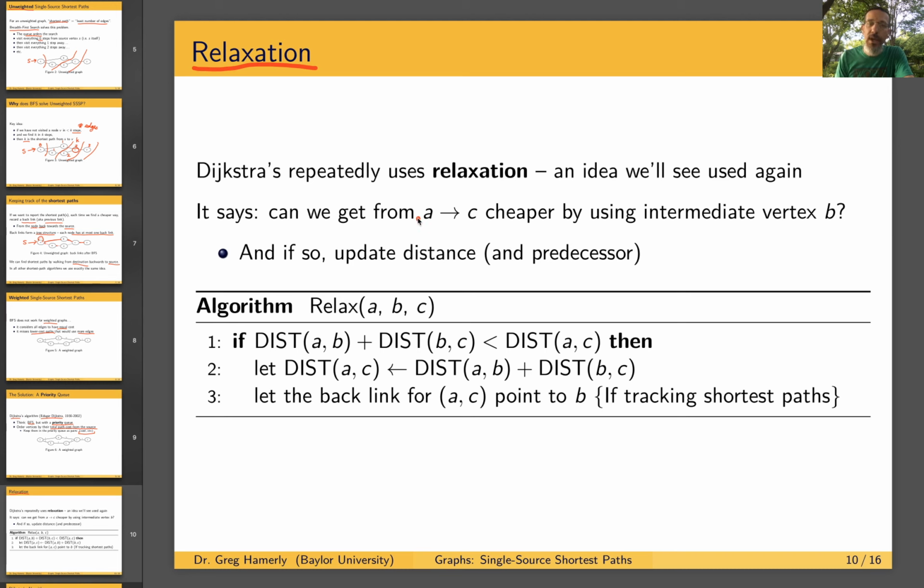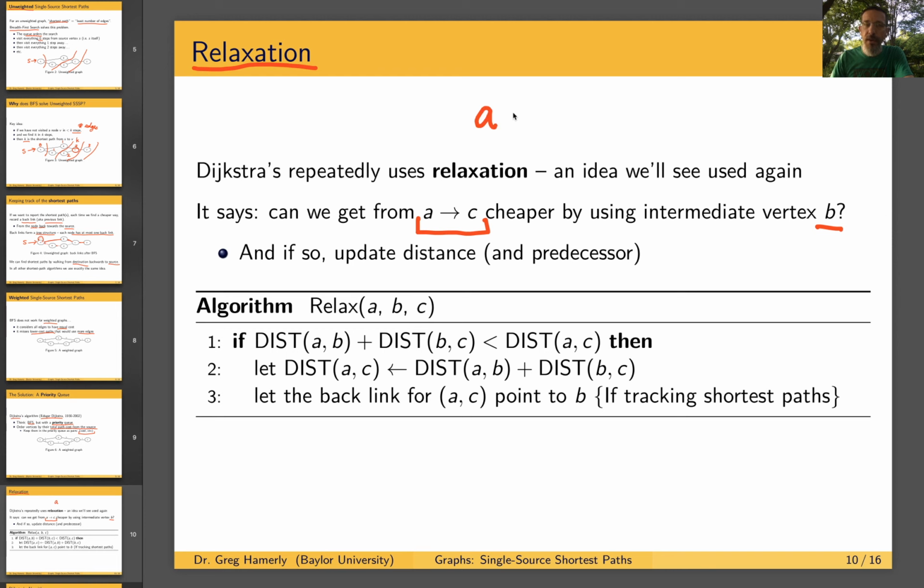It asks the question, can I get from vertex A to vertex C more cheaply, with less cost, by using some intermediate vertex B? And if so, update that distance from A to C, and the predecessor of getting from A to C, to indicate that it should go through B. Okay, so before I show you the code down here, it's basically asking this question.